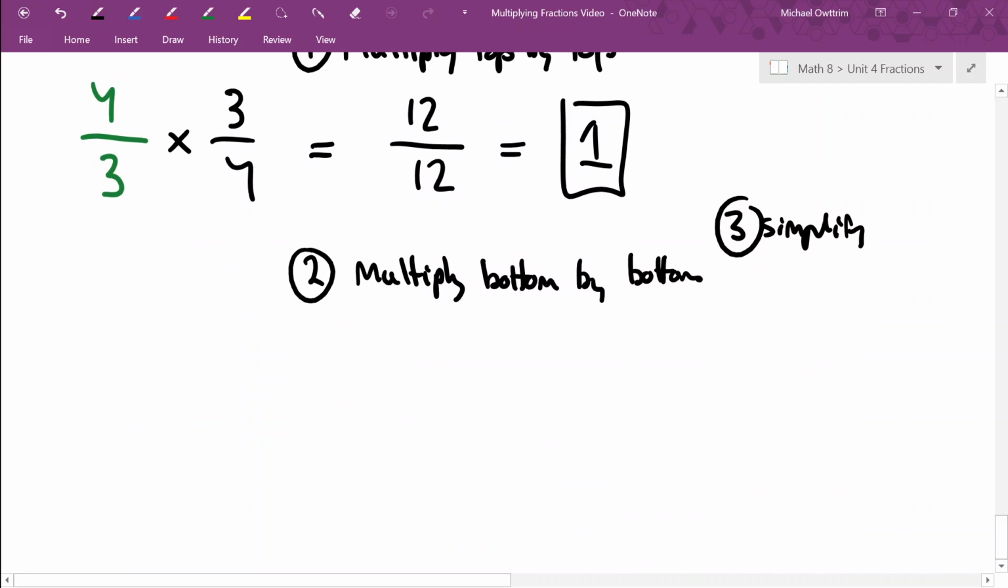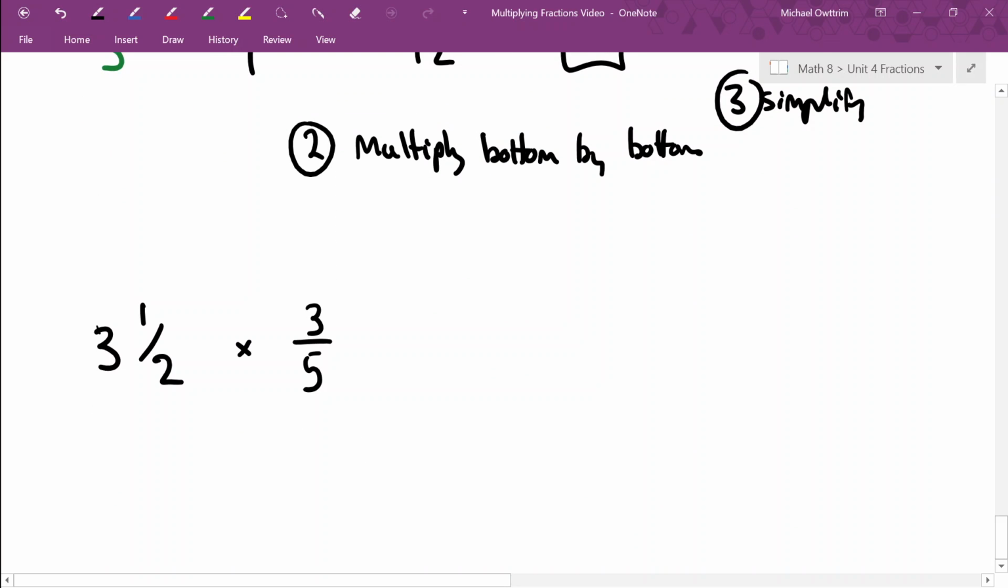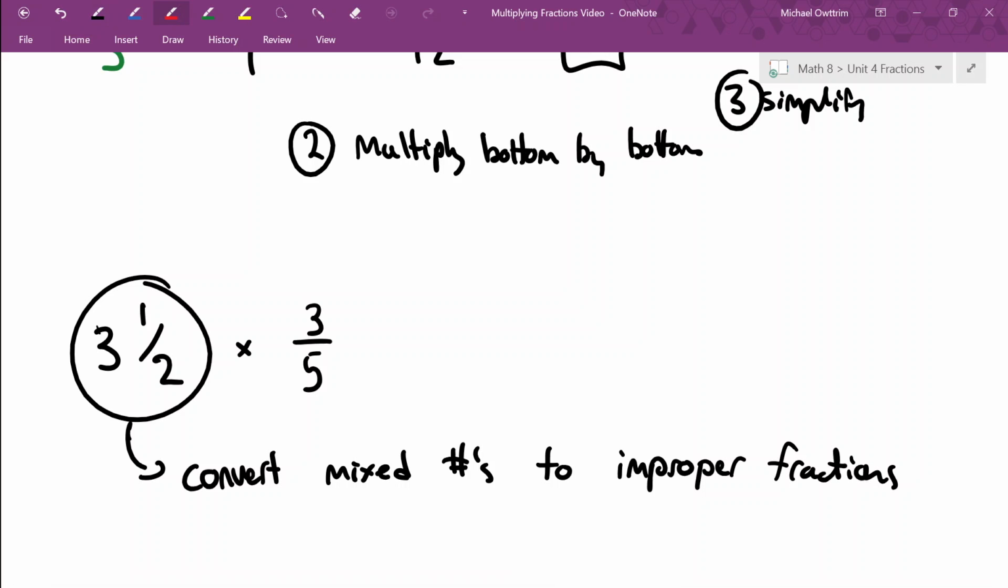The only other trick that we have is sometimes we'll have mixed numbers in our fraction problems. So let's say we had 3 and 1/2 multiplied by something. Let's do 3/5. To be able to multiply these out, we need this to not be a mixed number. So a final trick is that we need to convert mixed numbers to improper fractions to be able to multiply them. So how do we do that? Let's again remember from grade 7.